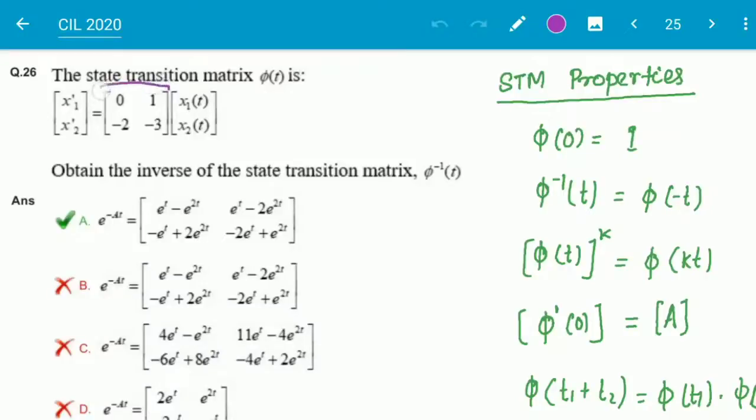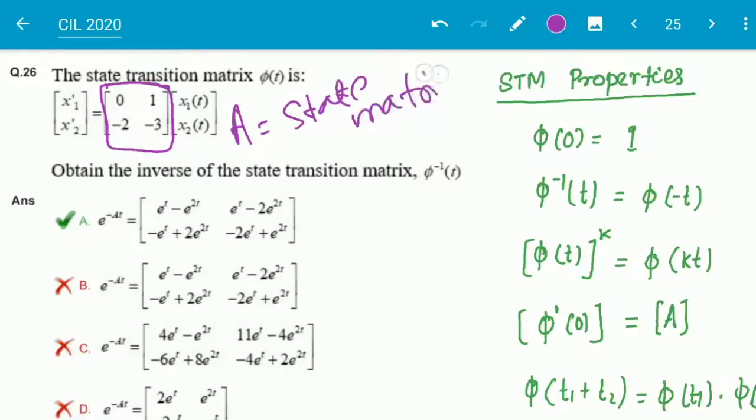Now next question: the state transition matrix phi(t) is, which one is the state transition matrix? A is called the state matrix, sorry, A is the state matrix, and it is asking for the inverse of the state transition matrix.